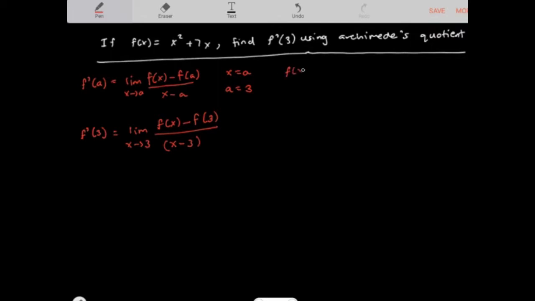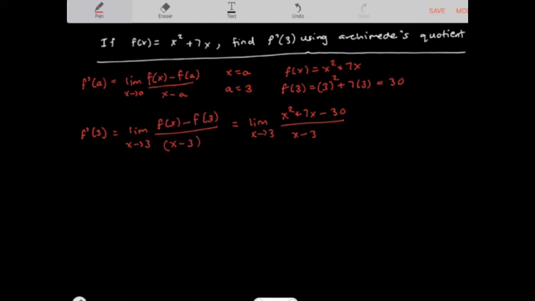So f of x here is equal to x squared plus 7x. f of 3, if I wanted to solve for it, is 3 squared plus 7 times 3, which is basically 30. Okay, so if I rewrite this expression, it's going to look like the limit as x approaches 3 of x squared plus 7x minus f of 3, which is 30, over x minus 3. Now we can see that the numerator looks like a quadratic.